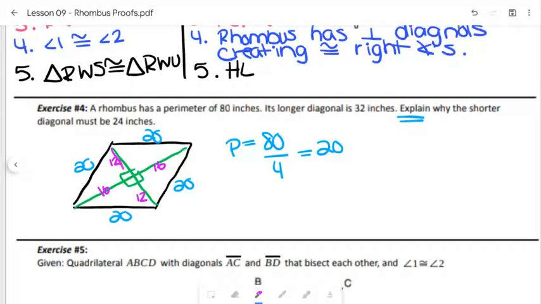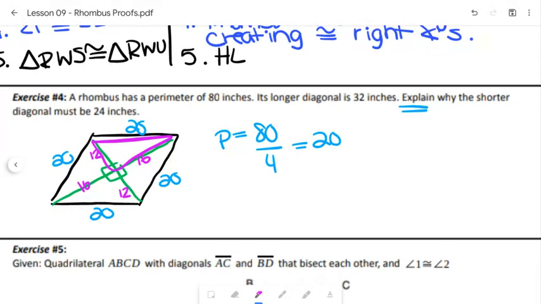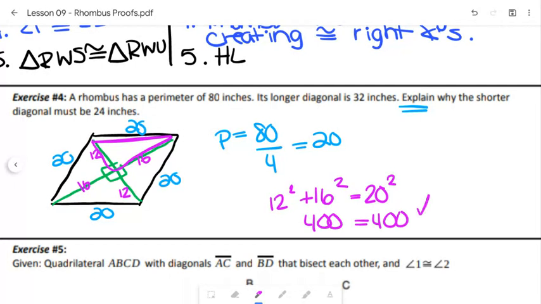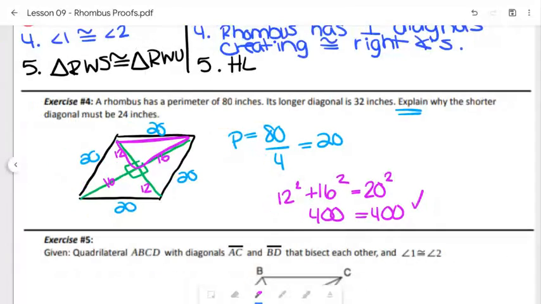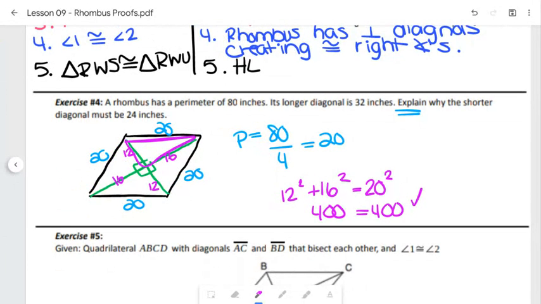And then we would just verify that the right triangle checks out. So I could do 12 squared plus 16 squared equals 20 squared. We end up with 400 equals 400, so we know it checks out. But in the explanation I would have to write down, I would have to have words written on this page. I would talk about the rhombus properties that I used here, that all the sides are congruent and that the diagonals are perpendicular bisectors of each other. Those 2 ideas would be the explanation you needed.